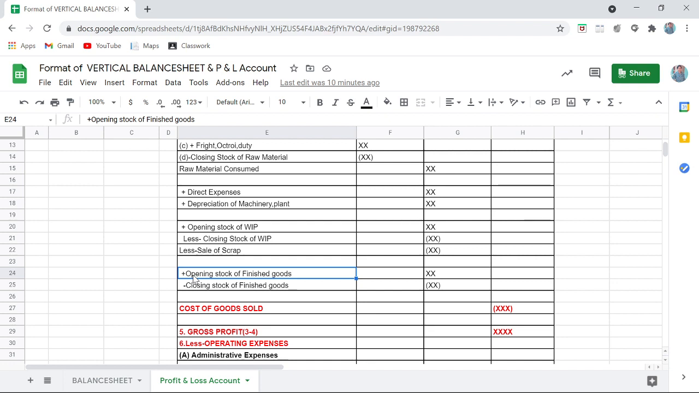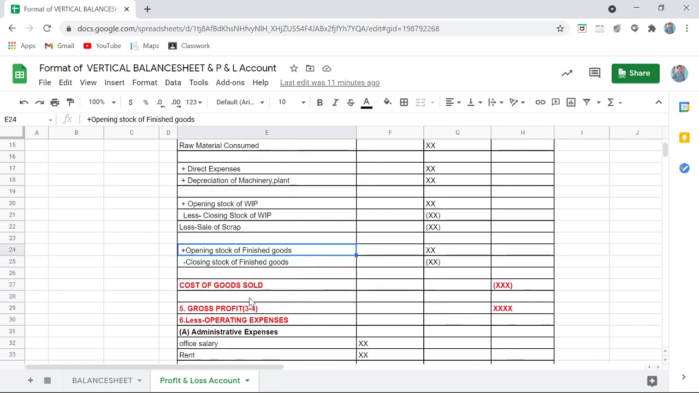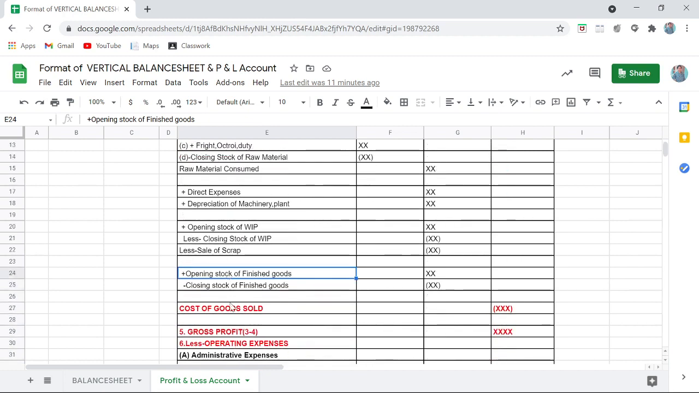Then if you have any opening stock of finished goods, meaning unsold goods, that also will be recorded over here. But there are very few chances that opening and closing stock of WIP and finished goods is given in the question. If it is given, it has to be recorded under COGS itself, that is cost of goods sold. So we have got cost of goods sold.